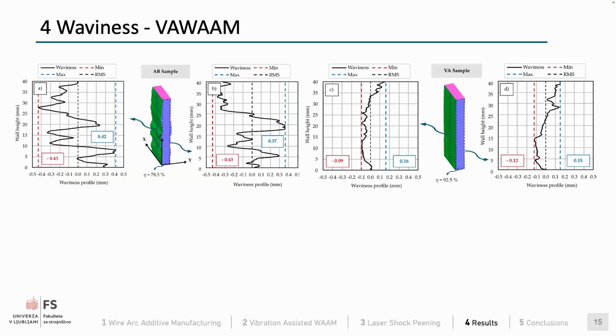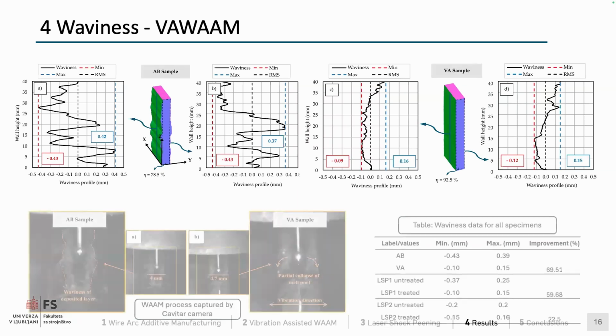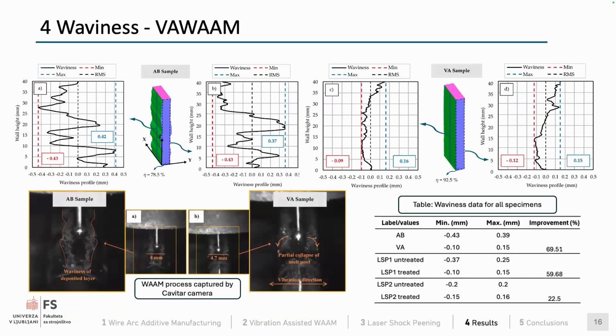We also analyzed the waviness in our vibration-assisted products and as-built. Here we can see that in the as-built product, we have quite some amount of waviness as compared to the vibration-assisted. This is due to the partial collapse of the melt pool induced by vibrations, because we have vibrations perpendicular to the welding torch. And here we can see in the as-built sample, the waviness of the deposited layer.